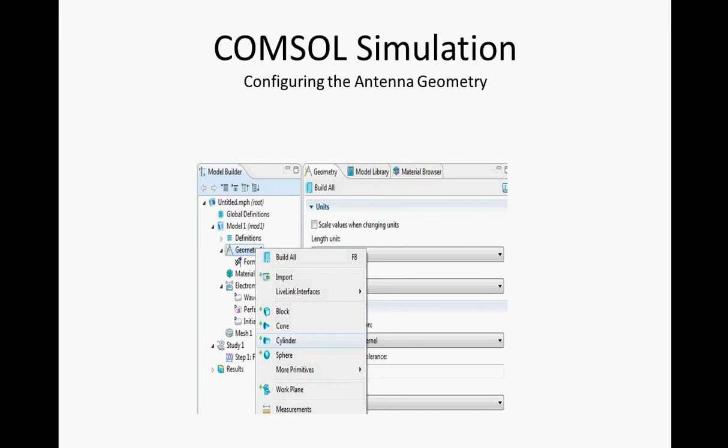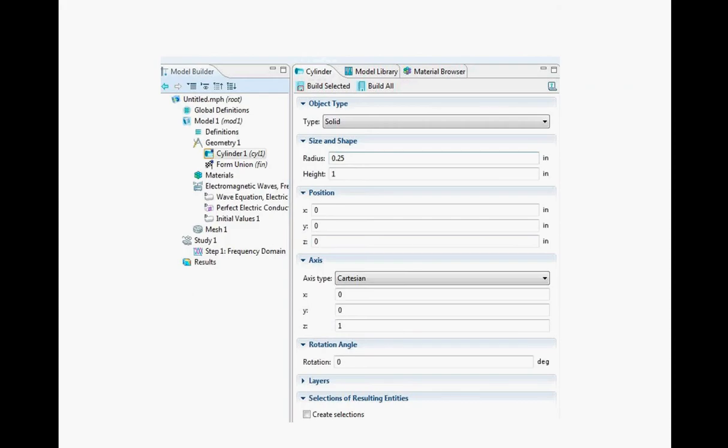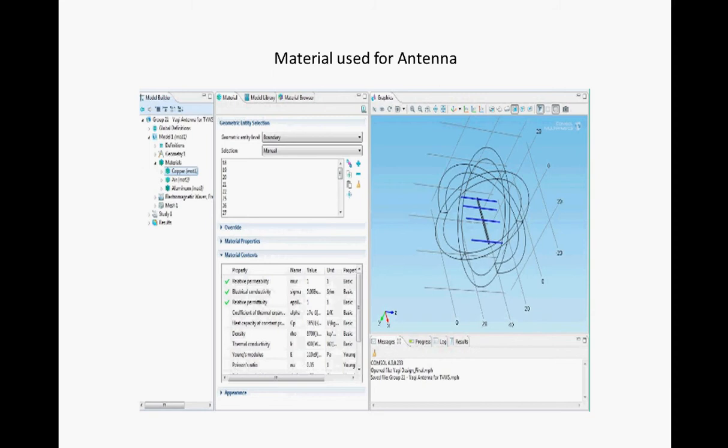The antenna was built and simulated with COMSOL software. First, we had to configure the antenna with the desired parameters such as the antenna geometry, the length of each element, and the radius. Next, we chose a material for the antenna, which we chose to be copper. The antenna can be seen in the diagram shown also.